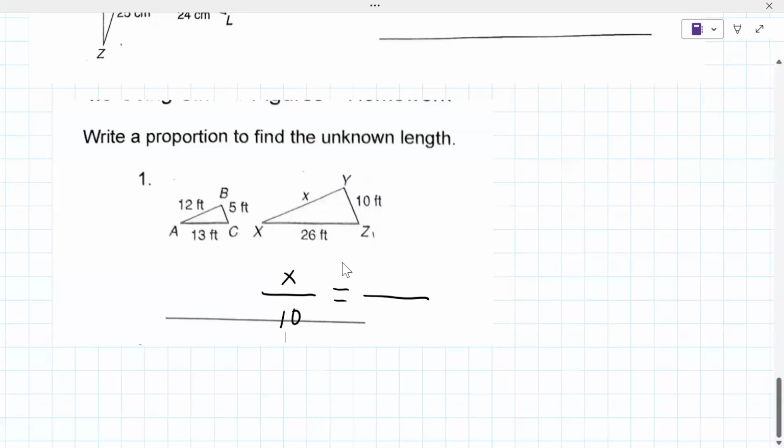Okay. So for the smaller triangle, you have to figure out which one X goes with. Just based on the orientation, it goes with 12. So which side does the 10 go with? We'll probably go with the 5. Yes. Now, have we solved proportions? Yes, I believe so. Okay.